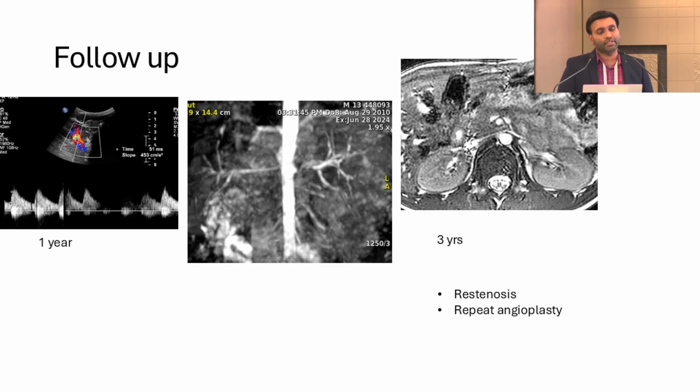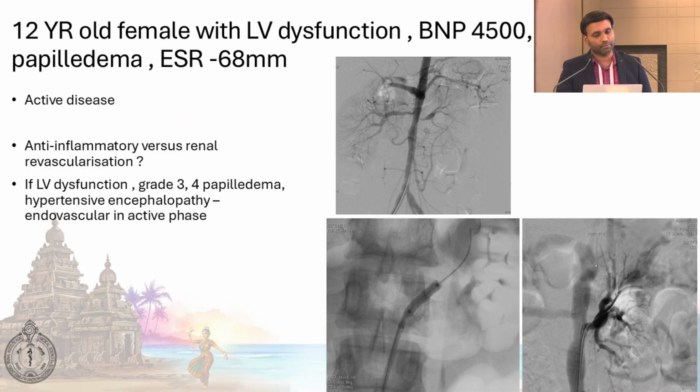But there are some cases where the disease is active and still needs intervention. In this case, a 12-year-old patient had LV dysfunction. BNP was highly elevated. He had grade 2 papilledema with highly elevated ESR. If there is LV dysfunction, or flash pulmonary edema, or grade 3 papilledema, or hypertensive encephalopathy, you can disregard the activity stage because these are hypertensive emergencies. You have to treat that acutely. You can put the patient on steroids, but you don't have to wait for the ESR to drop.